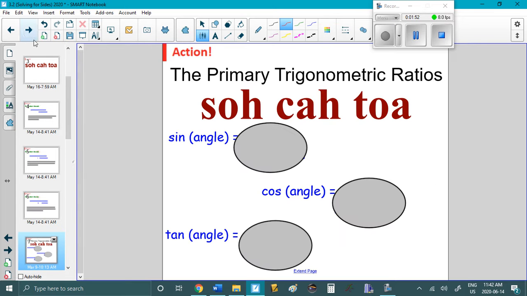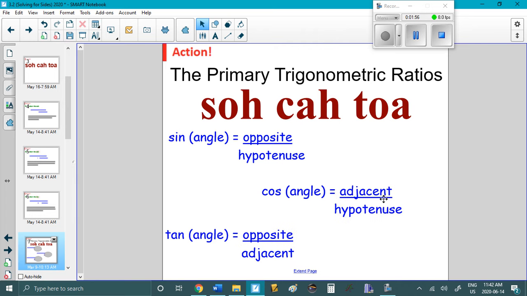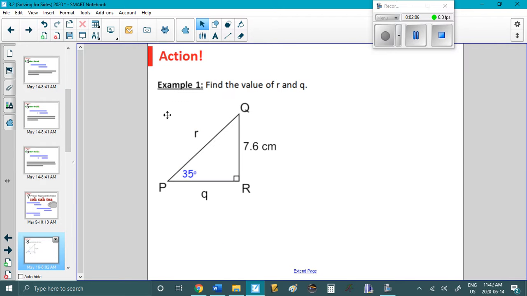So today, for the first time, we're actually going to do some practice with this stuff. Okay, so here it is all on one slide. Again, you can pause and write this down if you need to. Okay, so we just got 3 or 4 problems here to start, and then I'm going to have you do some practice. So we've been asked to find the value of r and of q.